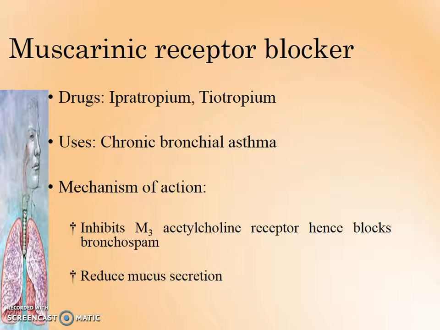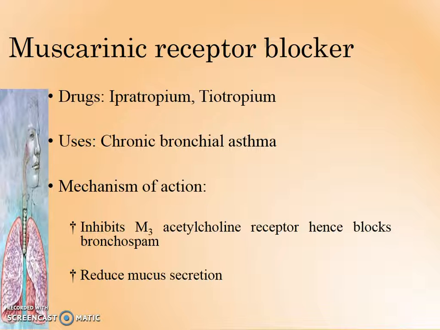Next are the muscarinic receptor blockers. Now these drugs have specific M3 activity. They are going to inhibit M3. Drugs are ipratropium and tiotropium. These drugs again will be preferred in case of chronic bronchial asthma. Mechanism: they inhibit the M3 acetylcholine receptor and hence they can block further bronchospasm. They can also contribute to reduction in mucus secretion.